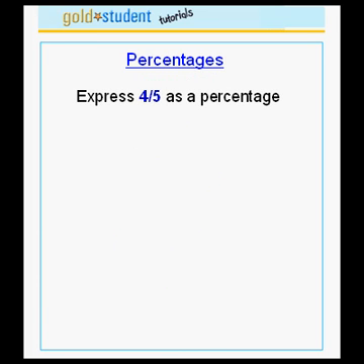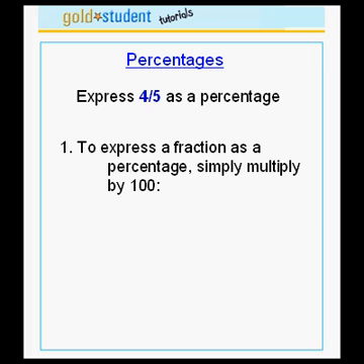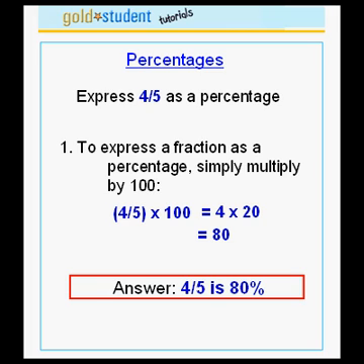Let's do some examples. First, let's express the fraction 4/5 as a percentage. To do this, we simply multiply the fraction by 100. 4/5 times 100 is equal to 4 times 20, because 5 divided into 100 is 20, and that's equal to 80. Therefore, 4/5 written as a percentage is 80%.